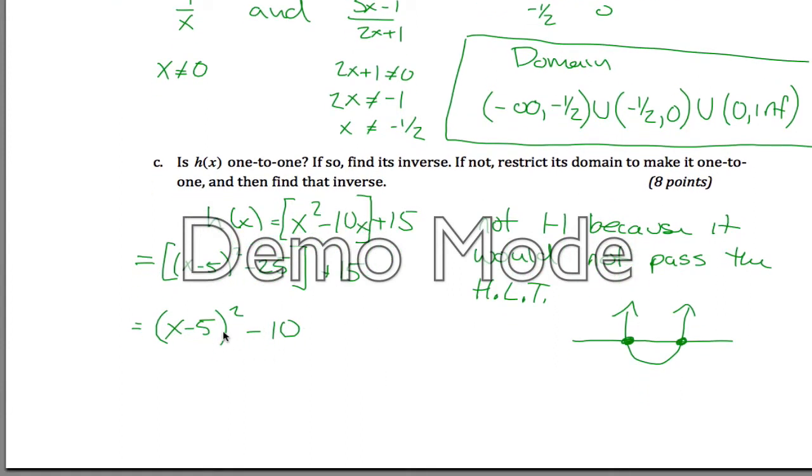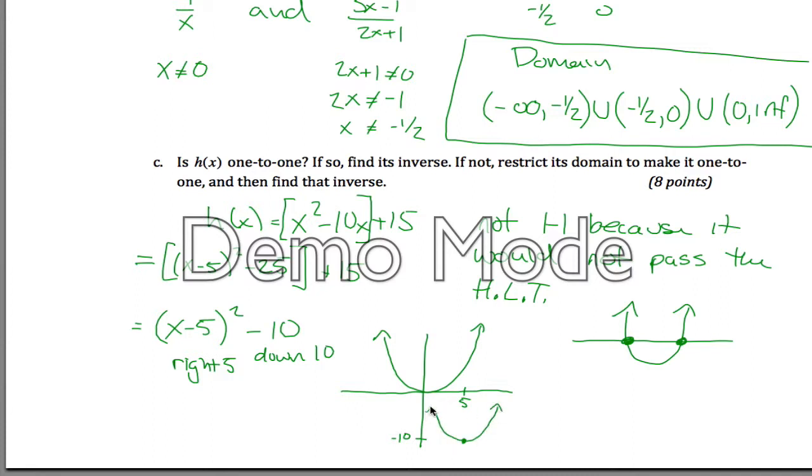And so what this looks like, this is a parabola that was shifted to the right by 5. If you think about what this parabola looks like, I started out with this graph, and then I went down 10 and right 5. So down 10, right 5. So what I get is that the vertex of this parabola is now here. Roughly speaking, my graph looks something like this.